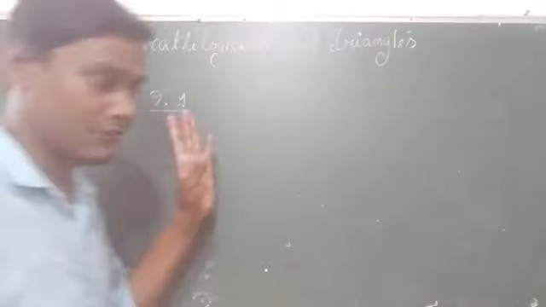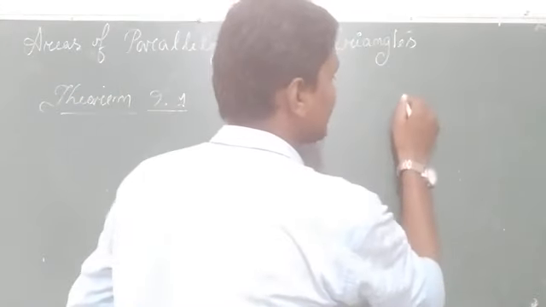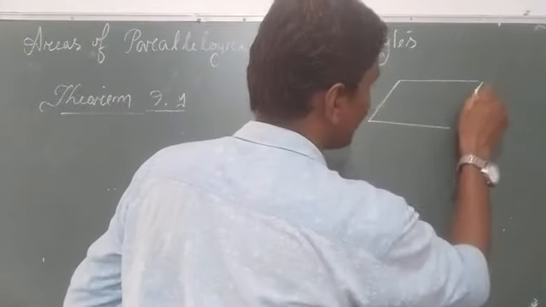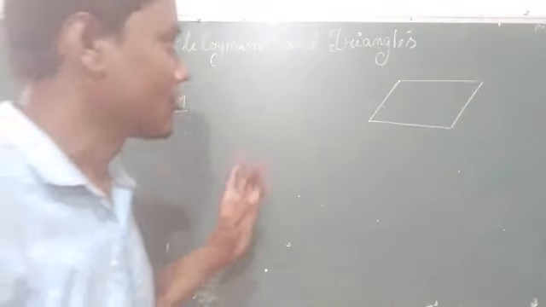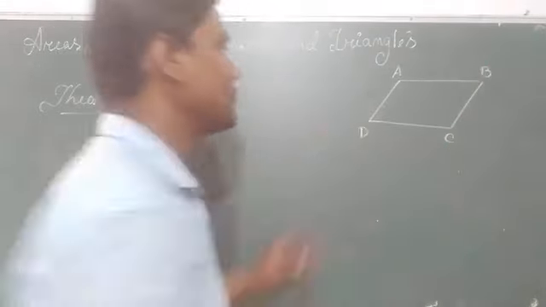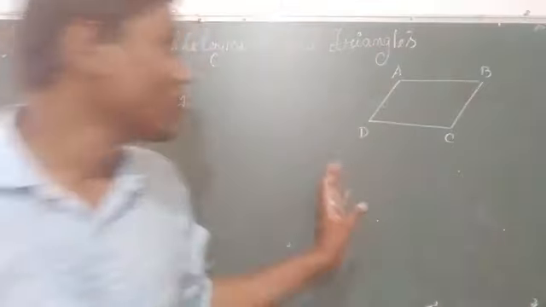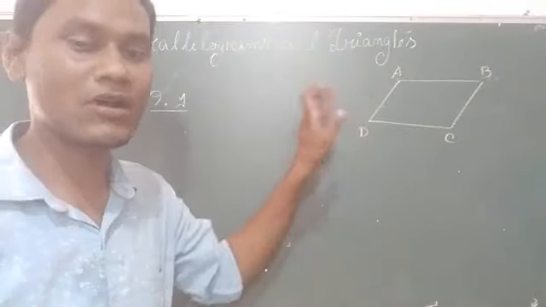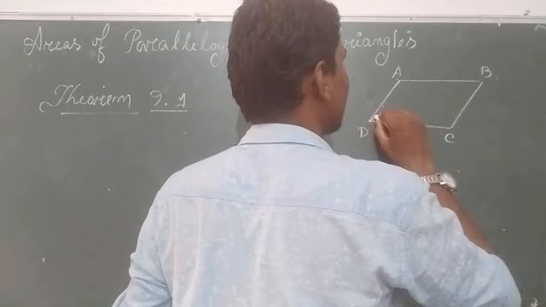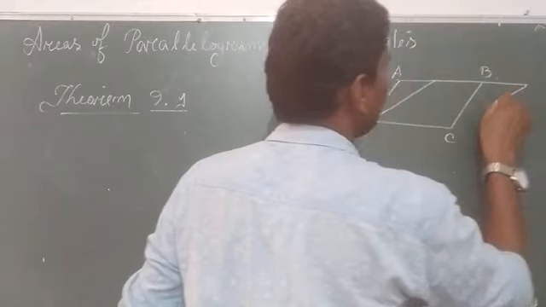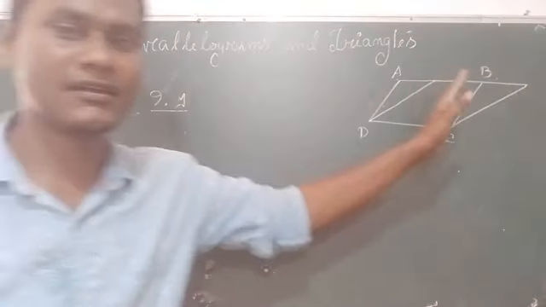So I will draw the figure for you, parallelograms on the same base and between the same parallels. Let me draw two parallelograms. This is one parallelogram, and I will name it ABCD. ABCD is clearly a parallelogram. Next I will draw one more parallelogram from point D. I will extend this line and draw the parallelogram. So two parallelograms are there on the board.